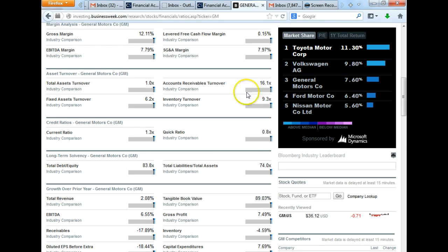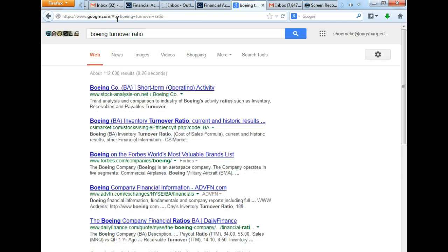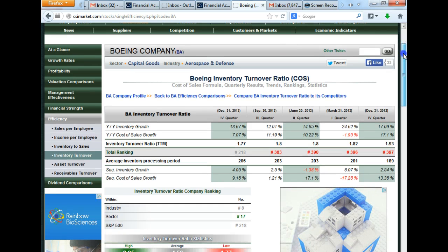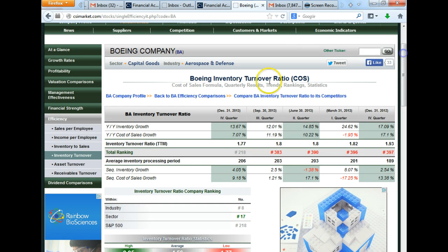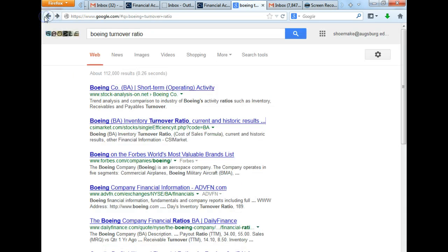Make sense? What do you think Boeing's turnover is? Who wants to guess? 1.7, 1.8. Who guessed 2? My goodness. That's amazing. So do you see how it really depends on what the inventory is as to how it's going to turn over?